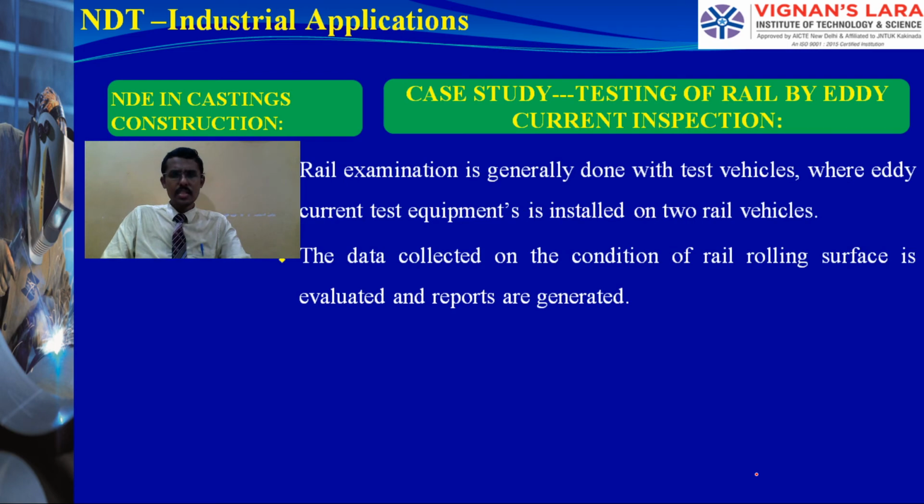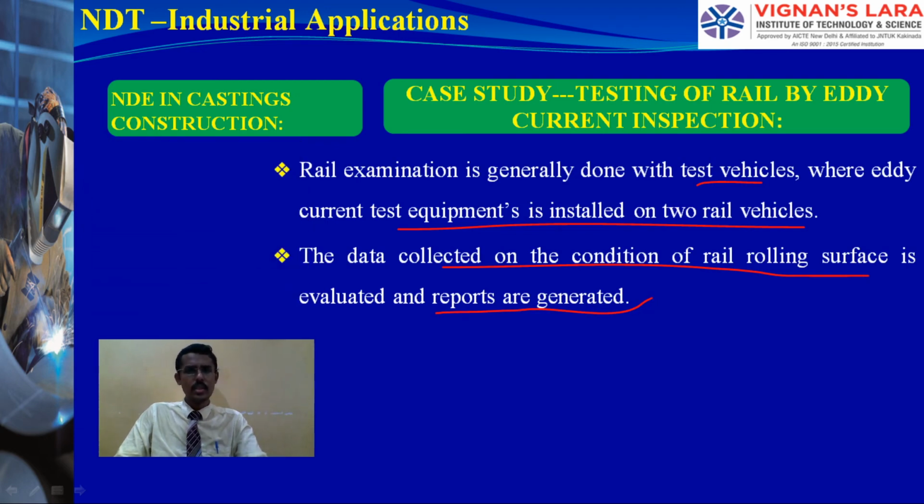Rail examination is generally done with test vehicles where eddy current test equipment is installed in the rail vehicles. The data is collected, the condition of the rail rolling surfaces is evaluated, and a report is generated. This is generally a trial and error method that we are following. It is done with the test vehicles, not the service vehicles. We do it on test vehicles, and then the data are prepared and compared accordingly. We frame the results.